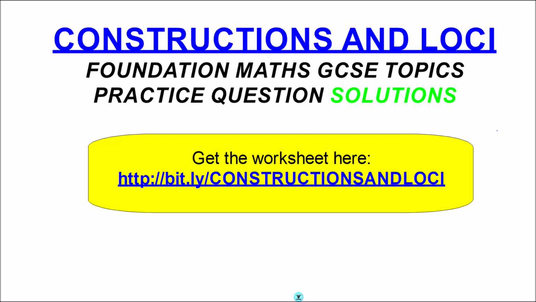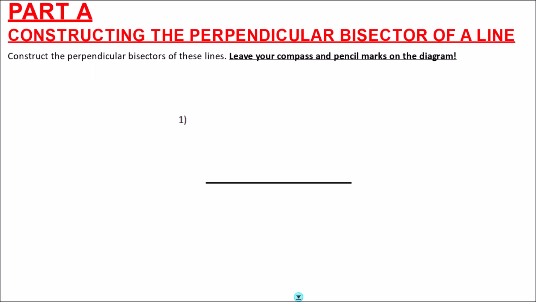So you will need to actually have a worksheet in front of you to get the full benefit from this video. But having said that, we'll make a start and talk through the first few questions, which are to construct the perpendicular bisector of a line. So this is part A, to construct the perpendicular bisectors of these 6 lines. What we need to do is leave the compass and pencil marks on the diagram.